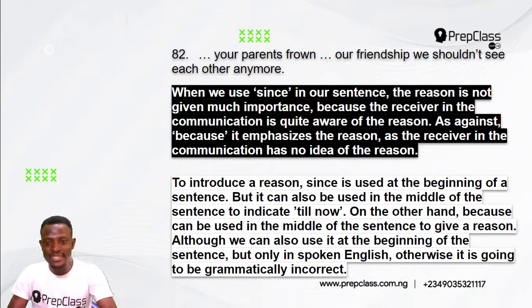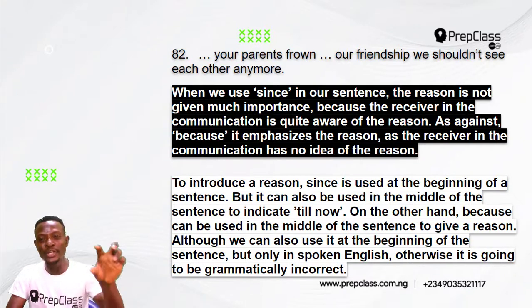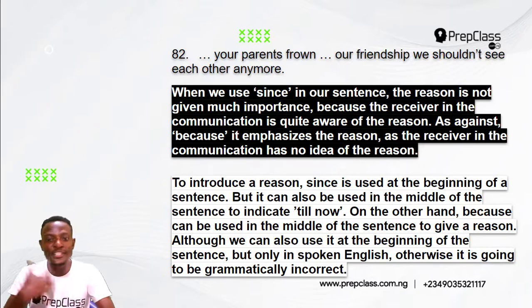To introduce a reason, since is used at the beginning of a sentence, but it can also be used in the middle of a sentence to indicate till now. On the other hand, because can be used in the middle of a sentence to give a reason. Although we can also use because at the beginning of the sentence, but only in spoken English.